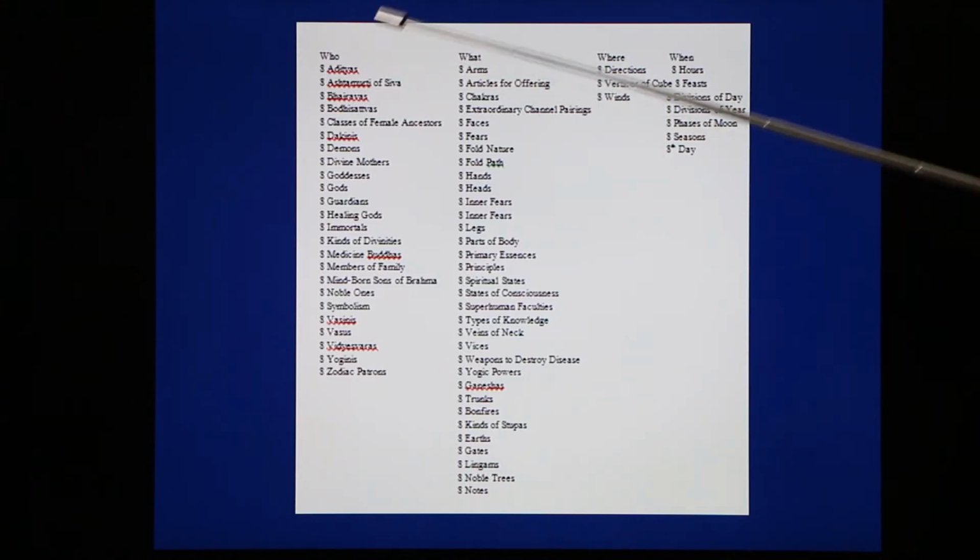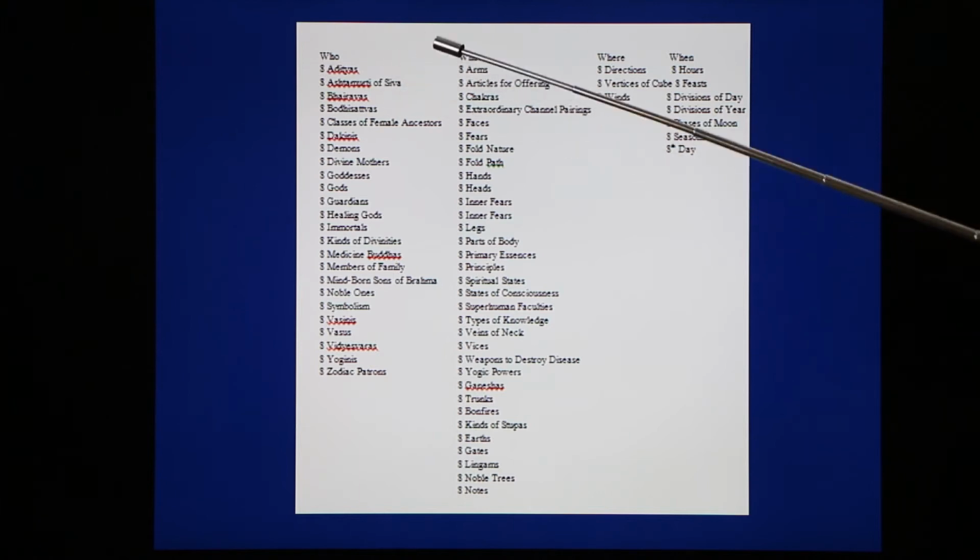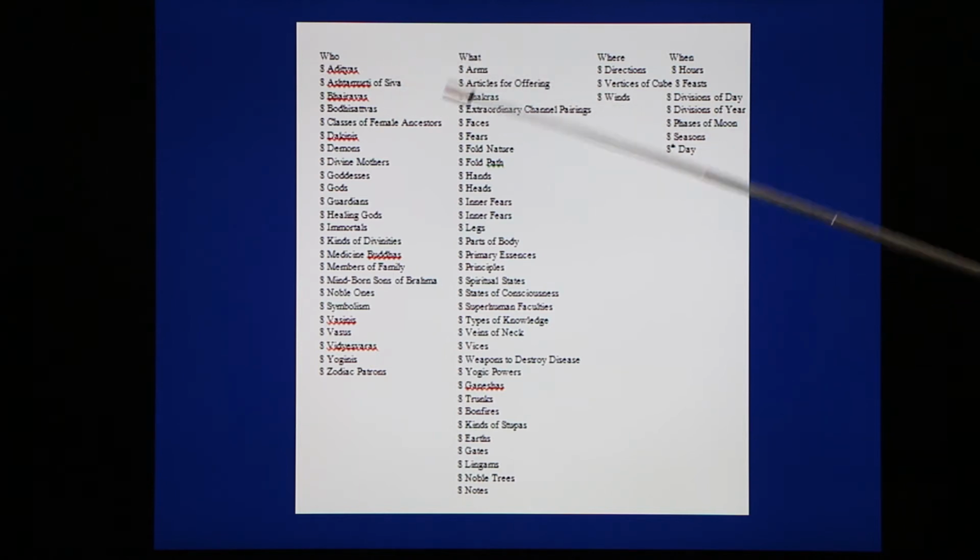8 becomes particularly important in the Buddhist world. Well, also 6 because of the 6 worlds, but 8 because of the Eightfold Path. And then we have the 4 cardinal points and then the 4 quarter points. That gives you 8 points in the year.